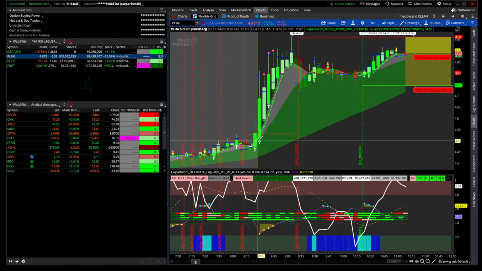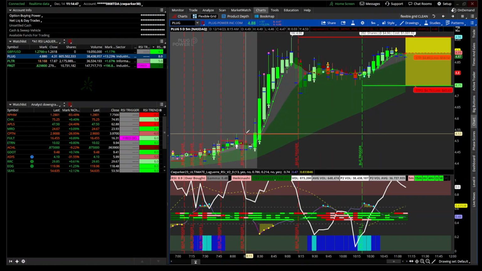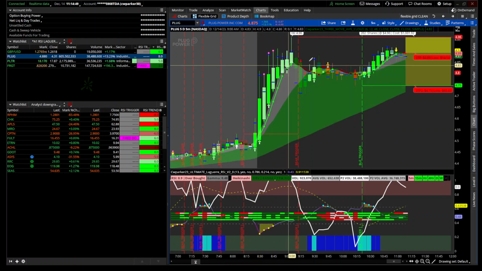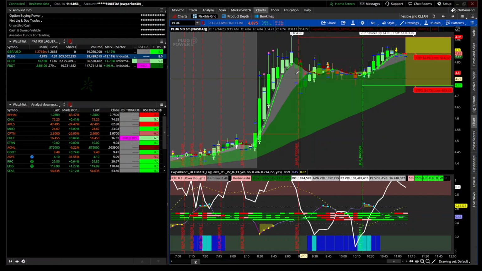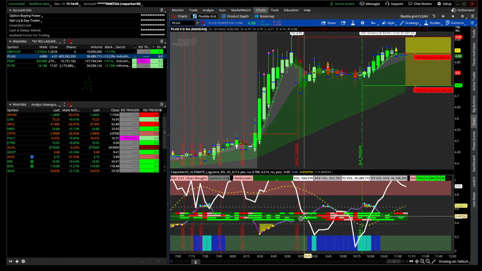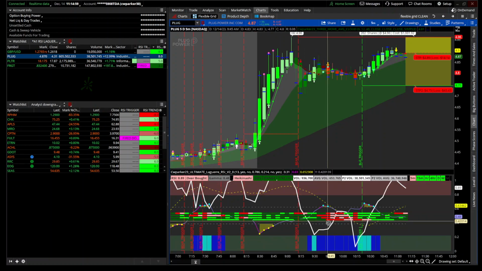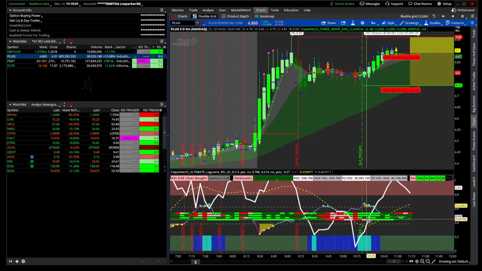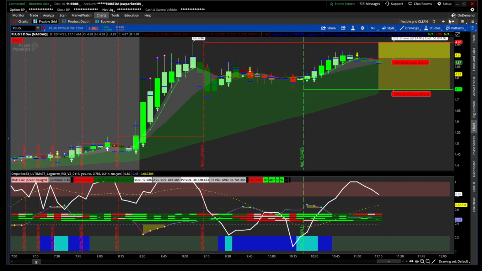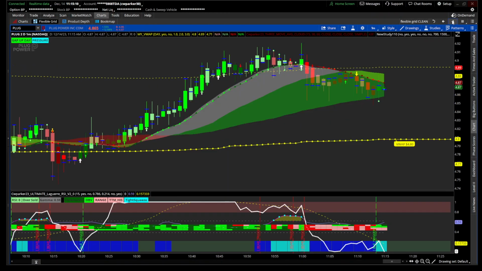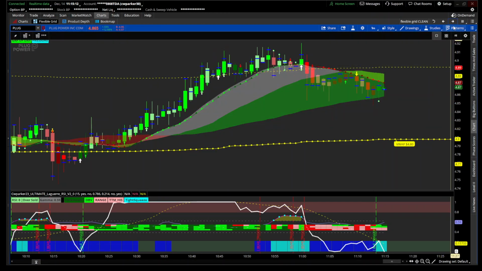PLUG is doing good today. You were to enter on this break above this resistance level right here. You got a bearish Heikin Ashi, but the other ones told you to stay in the trade up until this point right here, where I probably would have exited. And you got another bullish trigger here. So this is what it looks like on a 1 minute.